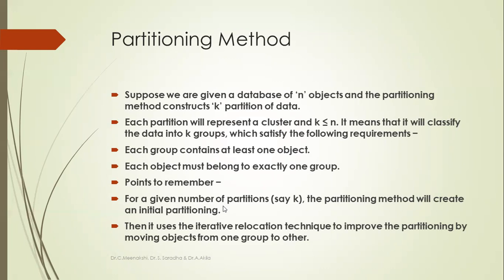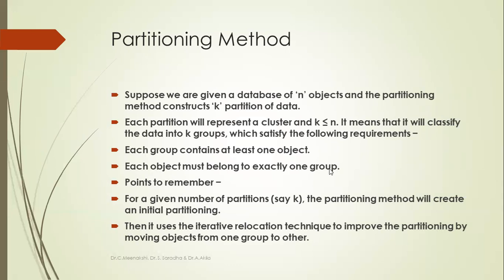Each partition will represent a cluster, and k should be less than the number of objects. That means we can classify the data into groups satisfying this: each group consists of at least one object. As k, the number of partitions, is less than the number of objects, each group should contain at least one object. Each object must belong to exactly one group. It should not belong to more than one group, so that should not be there.